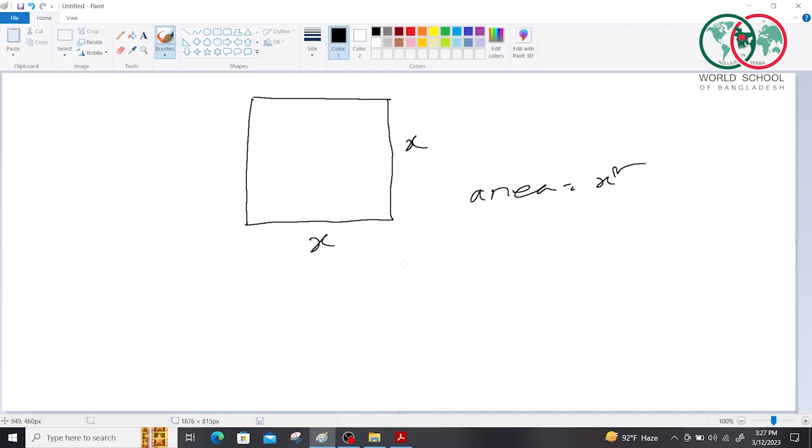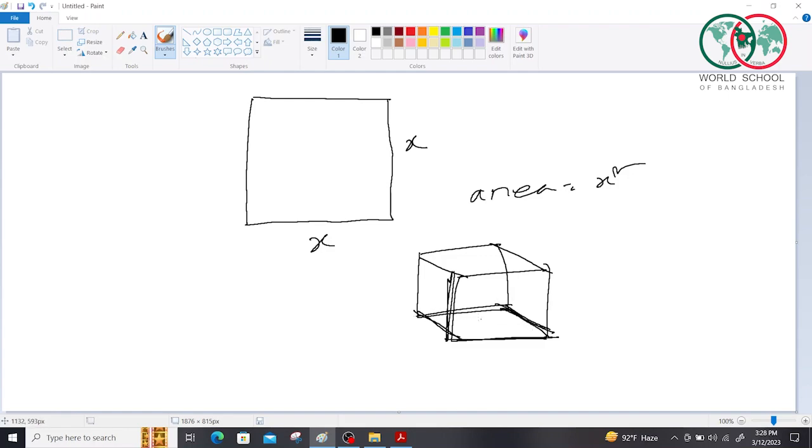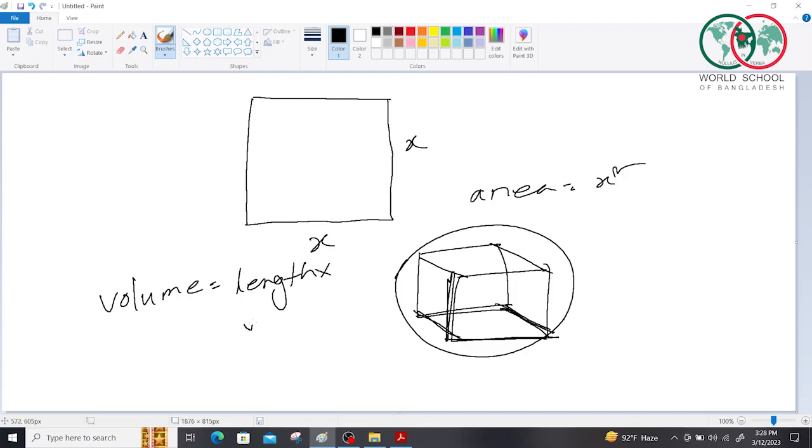And what if it's not a page, it is a box like a Rubik's cube? That means it has a length, width and height, right? Length, width and height. So if we need to find out the space it's occupying, in that case it becomes the volume of this Rubik's cube. So we find out volume by length into width into height.